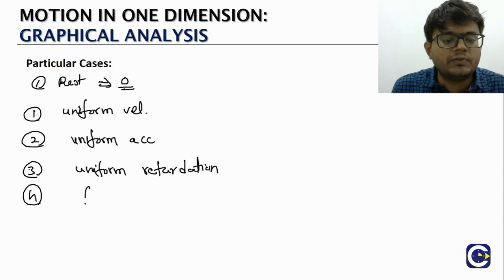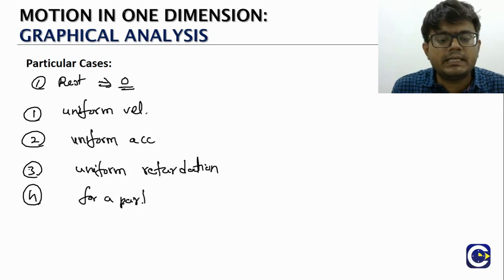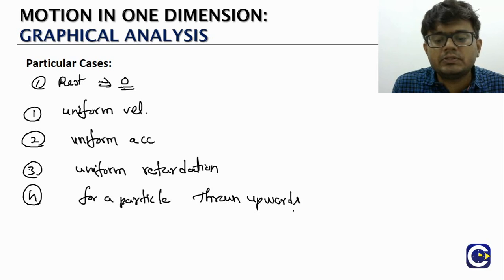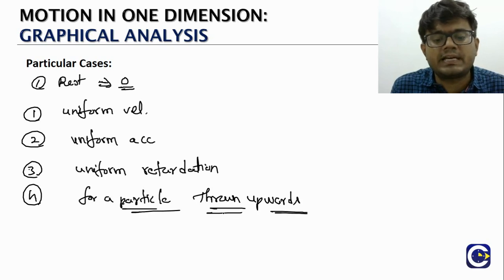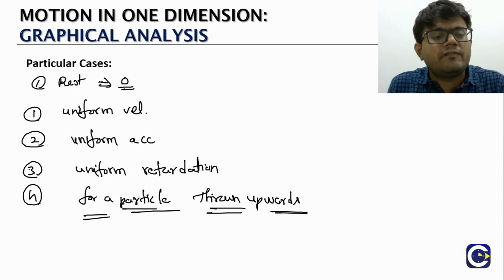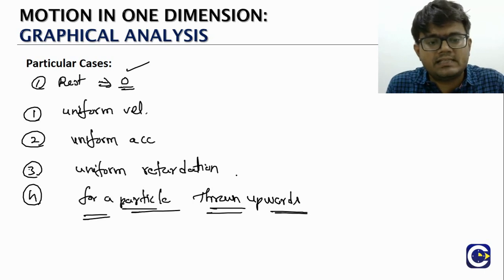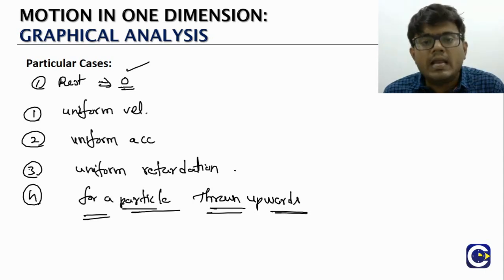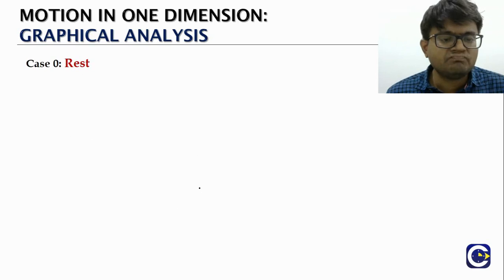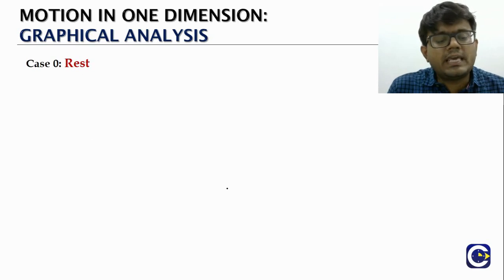So for a particle thrown upwards, this is an example of motion under gravity. Okay. So these are the 5 cases, including the case 0, which is the rest. So we will see how we will be able to analyze these things one by one. So first we will talk about the case of rest.